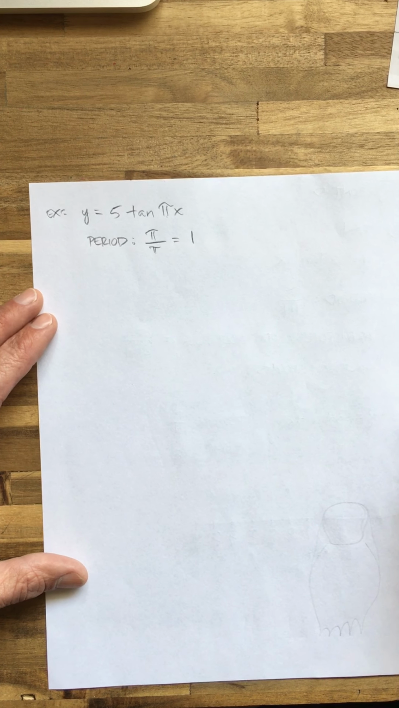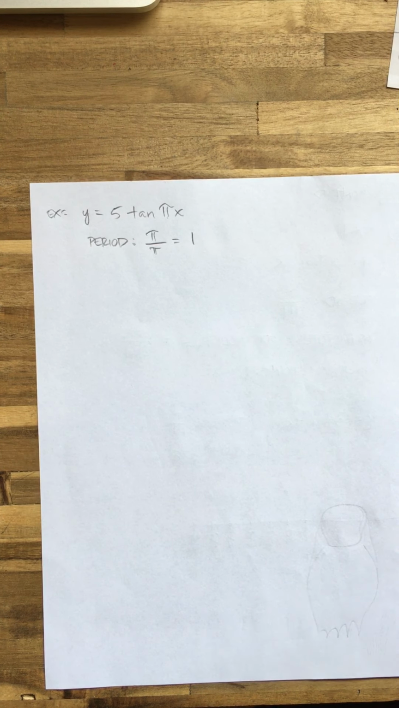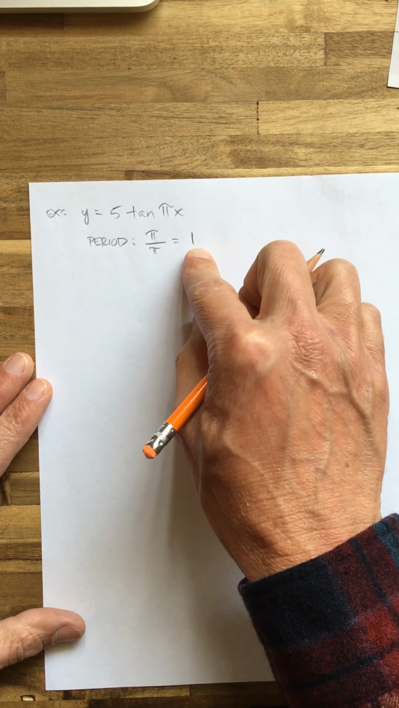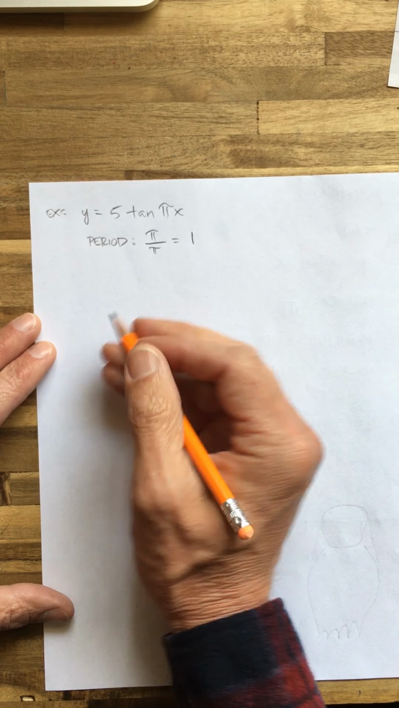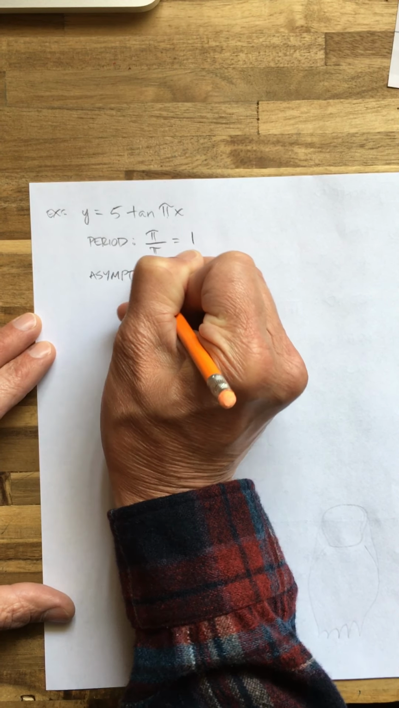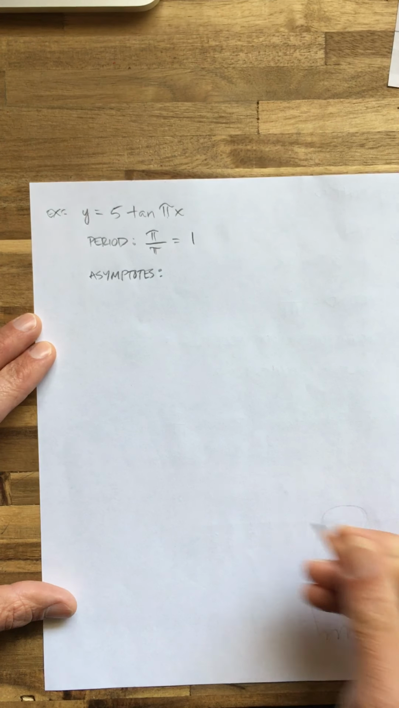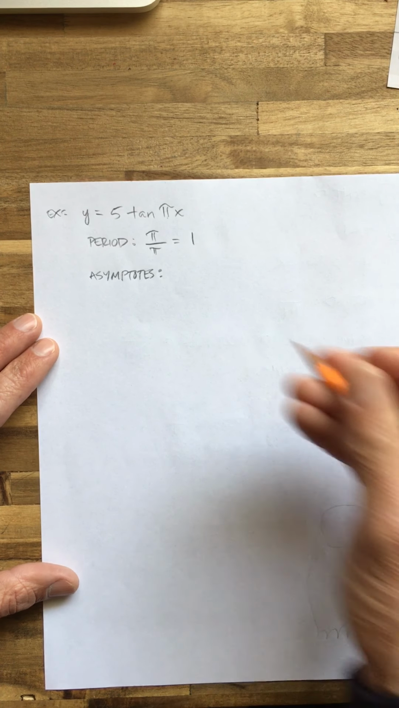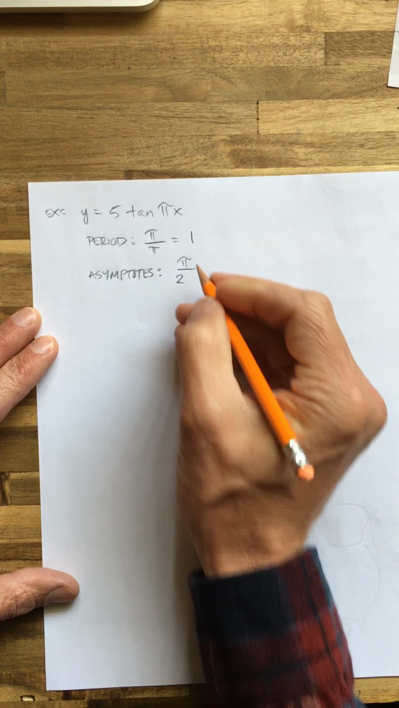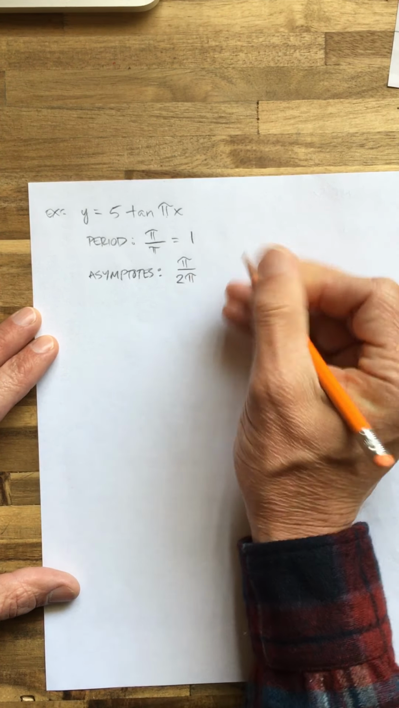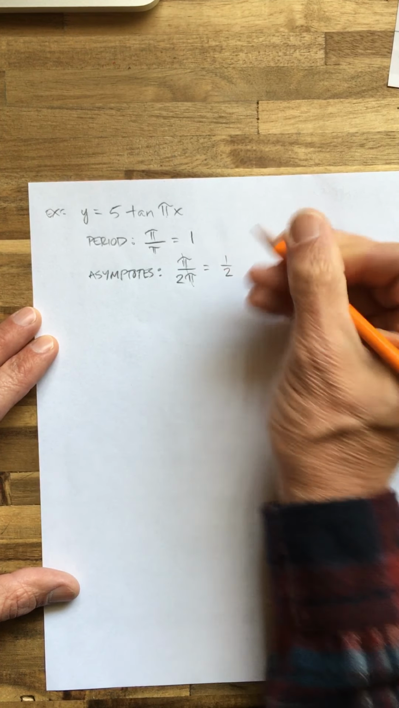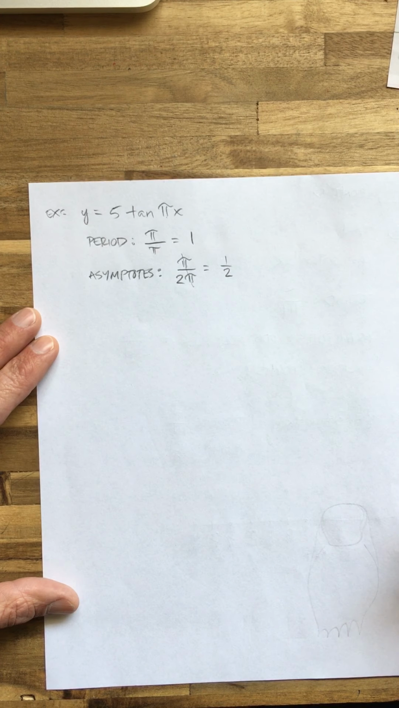Oh, this is going to be way too easy. Why am I doing this example? Just to show you, don't panic. It looks weird, but look at how easy this is going to be. Okay, let's do my asymptotes. Those are going to be odd multiples of pi over 2 times the b value, which is pi. These cancel, so 1/2, and odd multiples of 1/2.